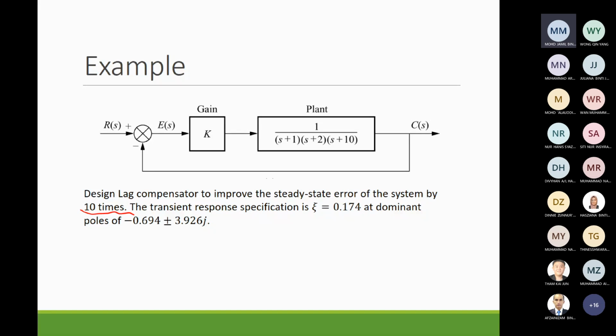So here, what this means is that the original error is reduced by 10 times. So you get the new error. You want the new error reduced by 10 times from the original error. You are also given the transient response, damping ratio equals 0.174 at the dominant poles, this one.